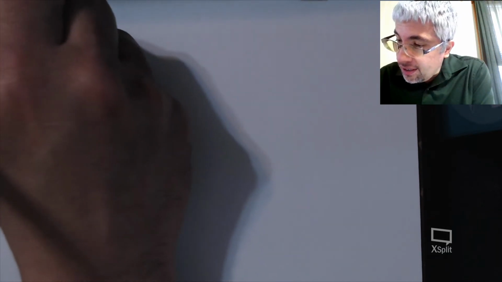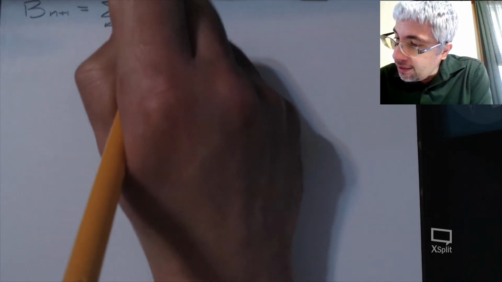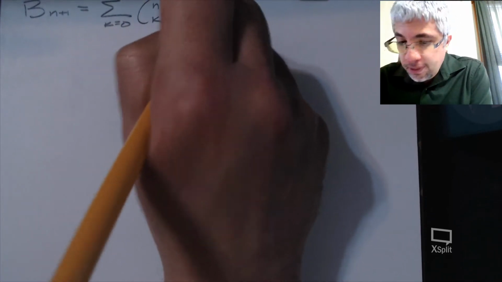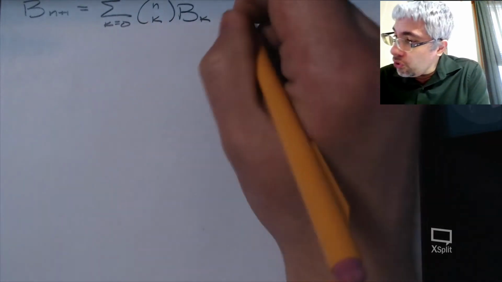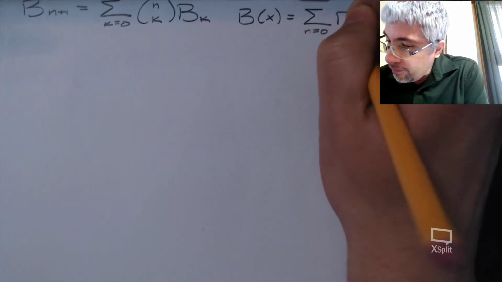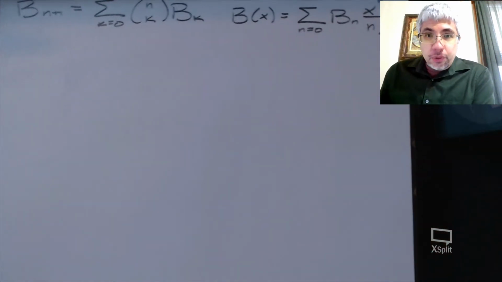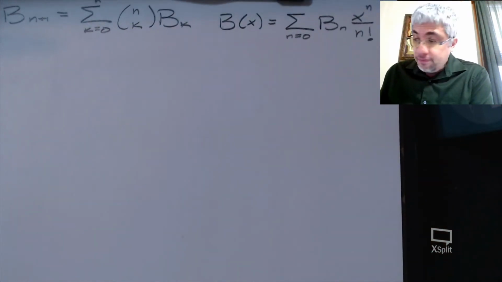Hello, students. So let's try to see what kind of an exponential generating function I get for the Bell numbers. So remember, we have a recurrence: b sub n plus 1 equals the sum from k equals 0 to n of n choose k, b sub k. Okay, and suppose we want to find this. So we want to find out what b of x is.